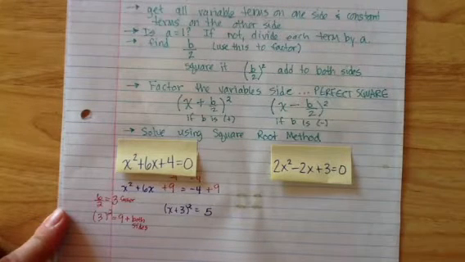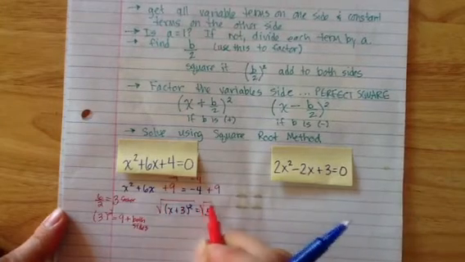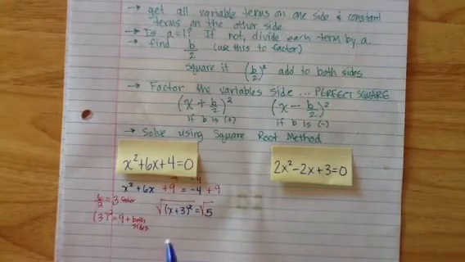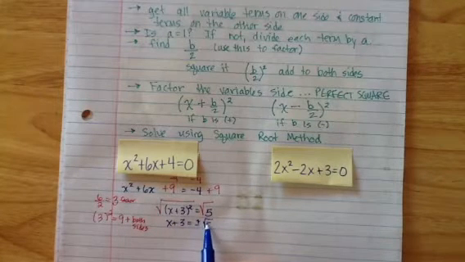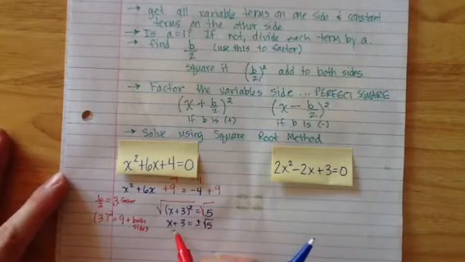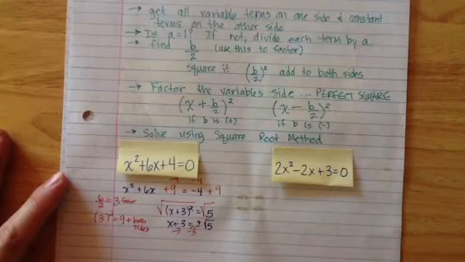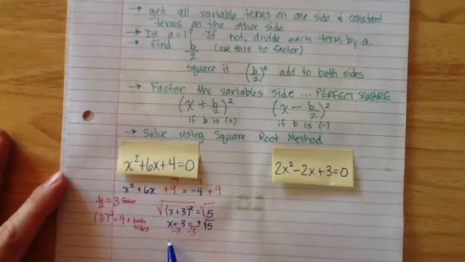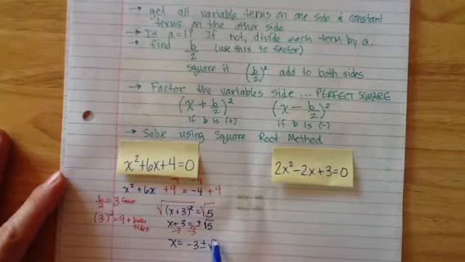And next I'm going to take the square root of both sides because I'm using the square root method. So x plus 3 equals plus or minus the square root of 5, since that does not simplify. Then subtract 3 from both sides. Remember, that goes in front of the plus minus. So we end up with x equals negative 3 plus or minus the square root of 5.